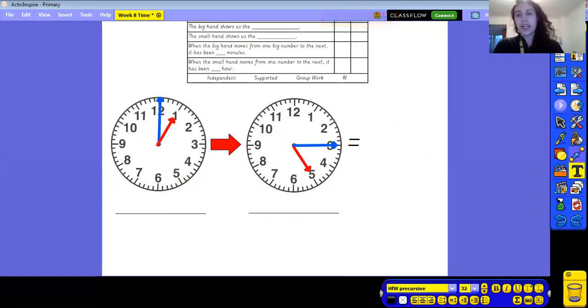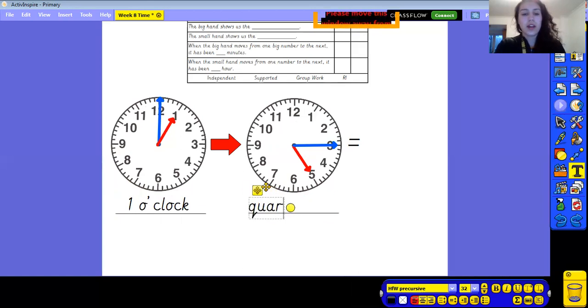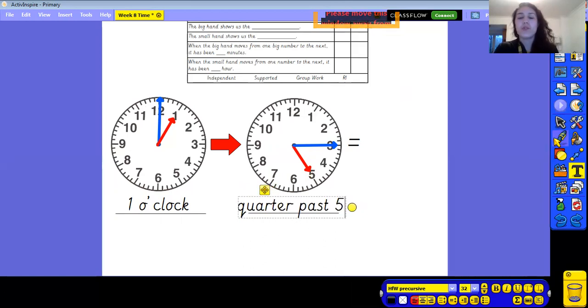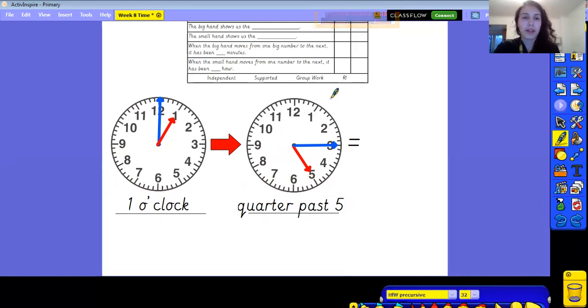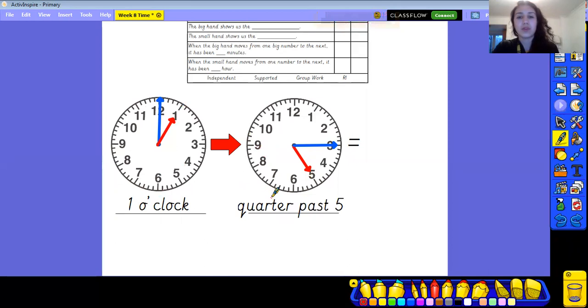Okay, a little bit trickier now. We have got 1 o'clock on the first clock, and we have got 5:15 on our second clock. Now, both of these hands have moved. It has gone way past the 1 hour, because you can see here, this is 1 o'clock and this is 5:15. That's ages away, but also the minute hand has moved as well.